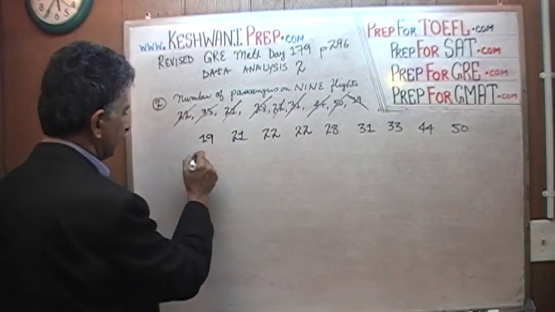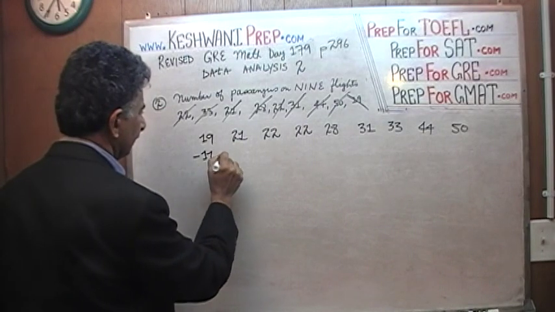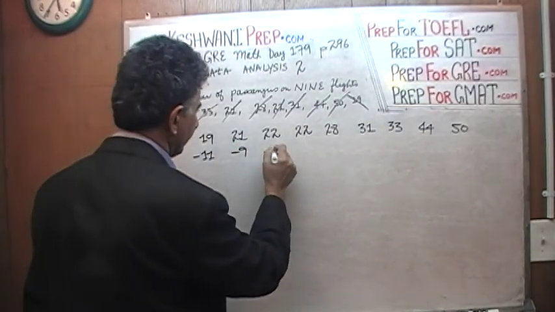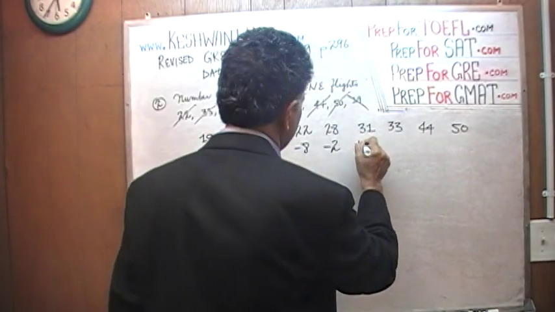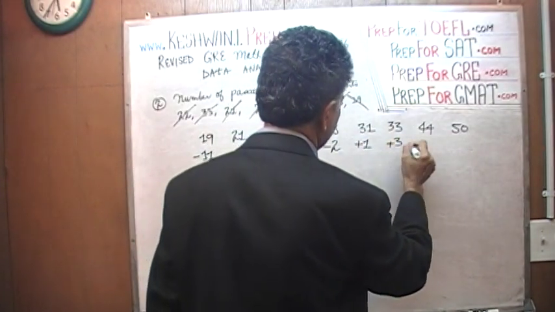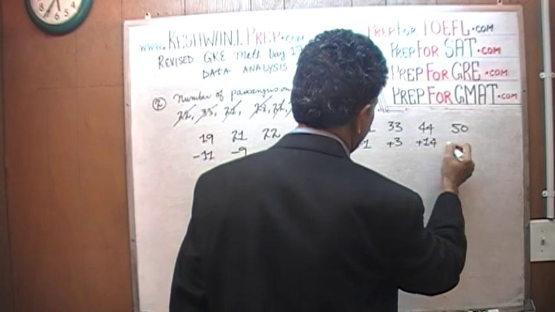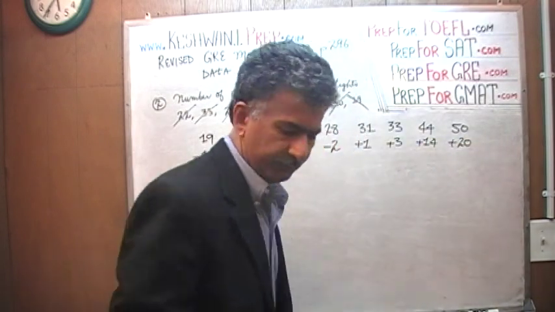19, how do we make it 30? It is 11 short. This guy has a deficit of 9, this guy has a deficit of 8, this guy has a deficit of 8, this guy has a deficit of 2, this guy has a surplus of 1, a surplus of 3, surplus of 14, and a surplus of 20. Now let's see what happens.